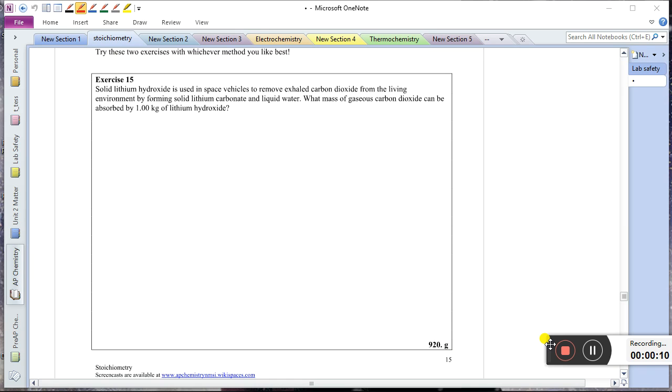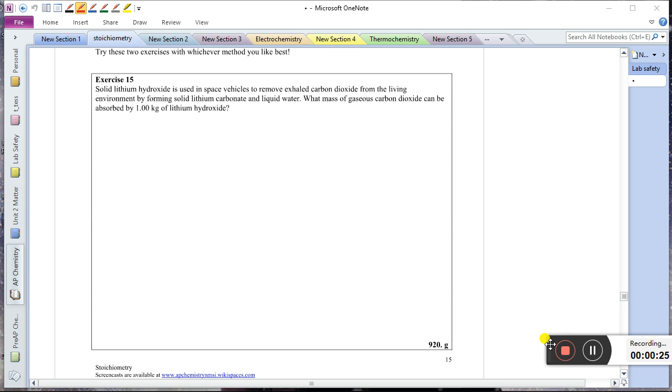The dimensional analysis. So solid lithium hydroxide is used in space vehicles to remove exhaled carbon dioxide from the living environment by forming solid lithium carbonate and liquid water. What mass of gaseous carbon dioxide can be absorbed by 1 kilogram of lithium hydroxide?